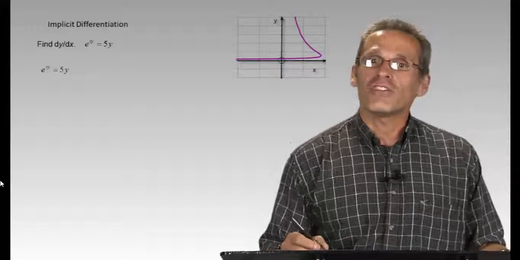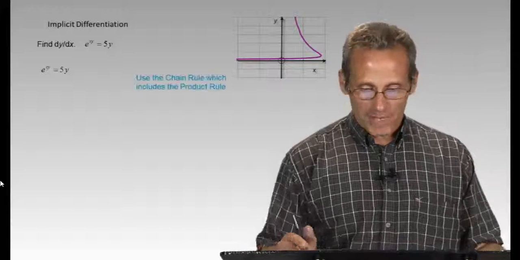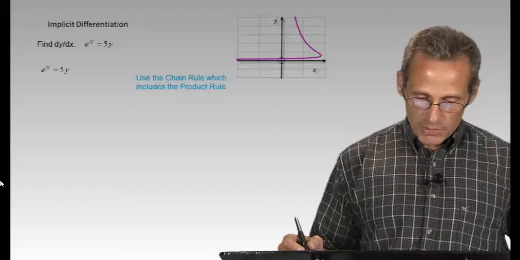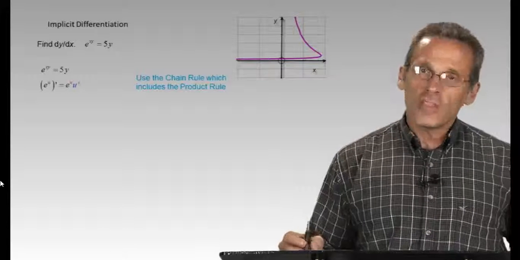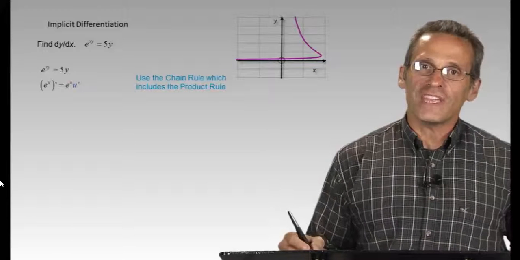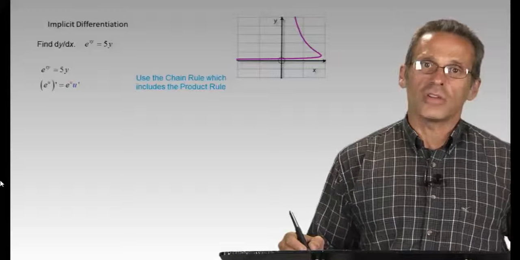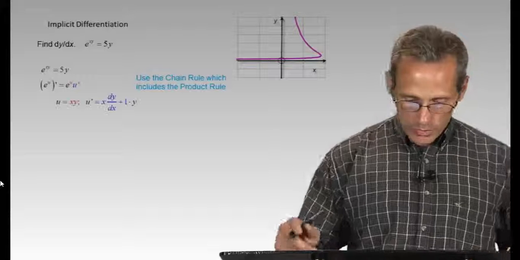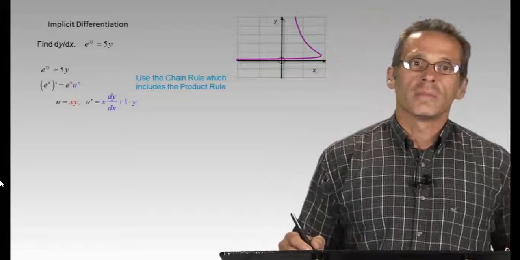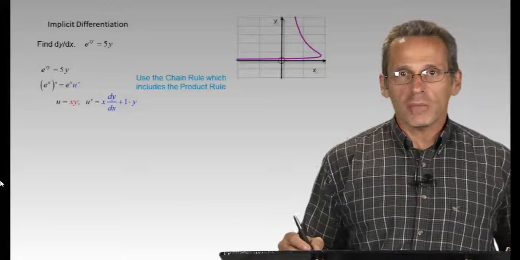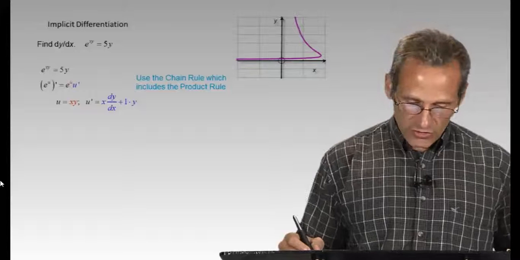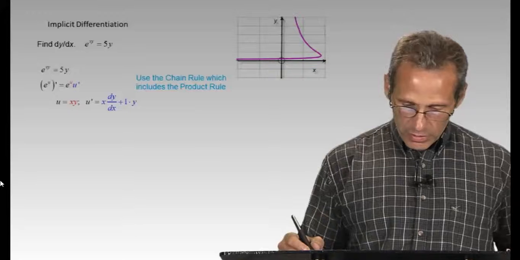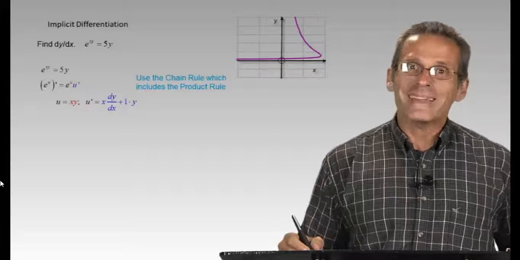Write down the equation. First step, use the chain rule, but in this case our chain rule includes the product rule. This is because the left side of the equation is in the form of e to the u. The derivative is e to the u times u prime. What's u? u is x times y. To determine u prime, we use the product rule. We take x times the derivative of y, again the chain rule, plus the derivative of x, which is 1, times y.